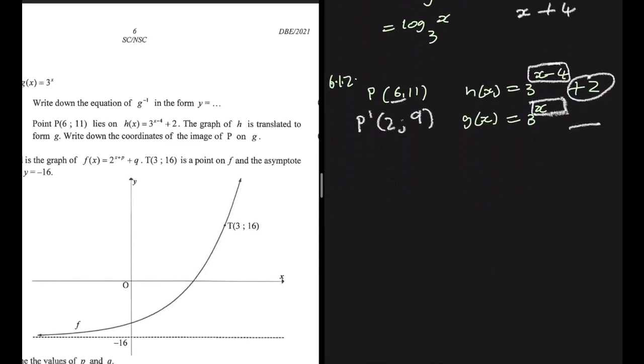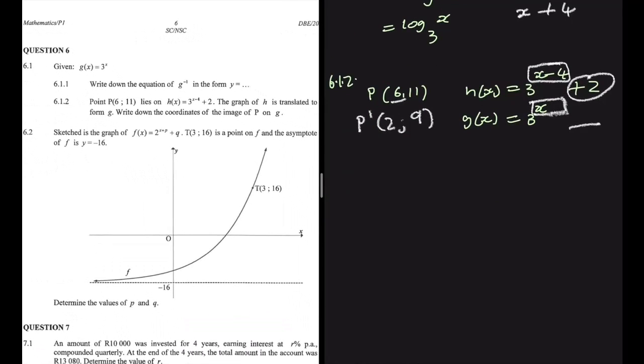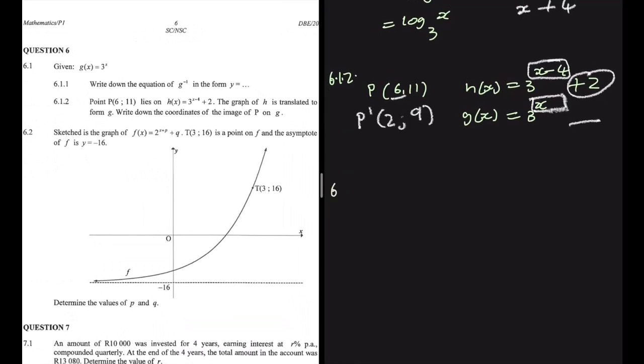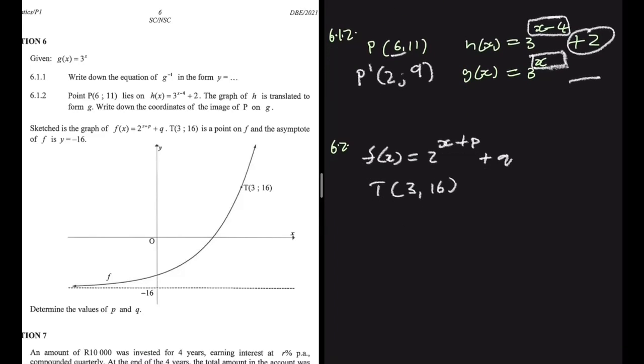6.1.2. Let's move to the following equation, 6.2. The question says let's sketch the graph of f of x. So we have some function f of x, which is equal to 2 to the x plus p plus q. And then we have a coordinate t, with coordinates 3 and 16, on f, and the asymptote of f is y is equal to 16.